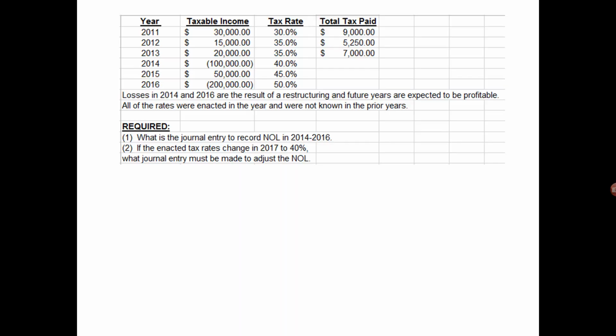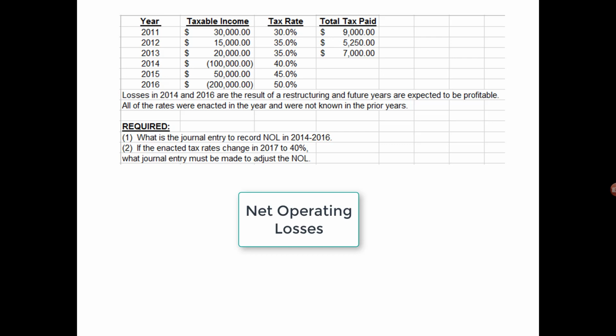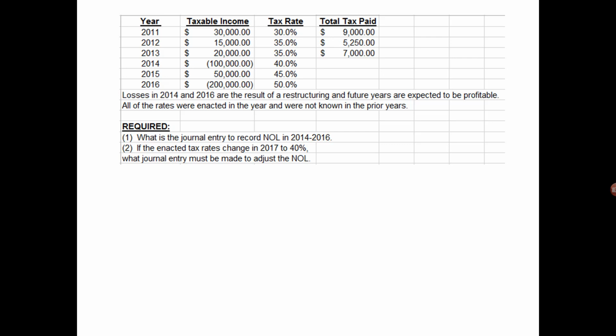So let's change the topic a little bit and let's talk about net operating losses. Here we have a company that was profitable until 2014, then they had a big loss. Then they were profitable again and they had another big loss. And there's various tax rates there. They tell you that the losses in 14 and 16 were the result of a restructuring and future years are expected to be profitable.